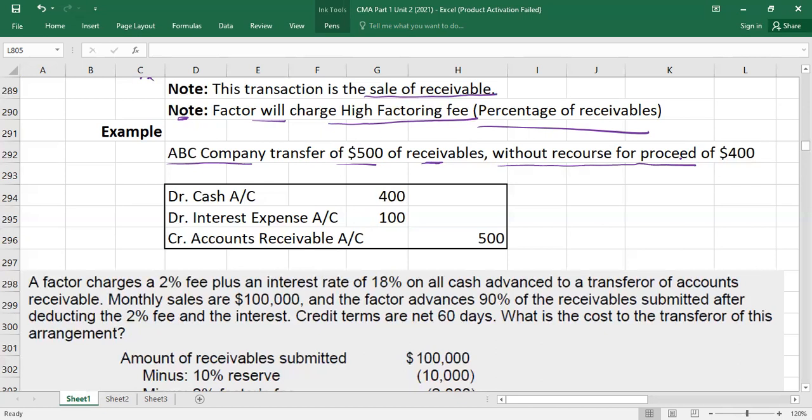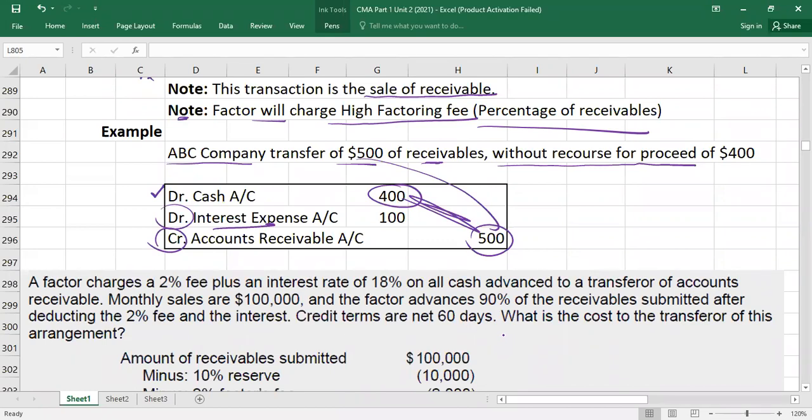Now, what entry will you pass? First of all, you have to debit cash because you have received 400, and you need to derecognize the receivables also. Remove the receivables from the balance sheet by crediting 500, because this was an invoiced amount, right? And you have to debit the difference, because you received 400 by giving the invoice of 500. So the difference we will take as interest expense or factor fee, whatever, but it's an expense. Okay, guys, this is how you will deal with it.